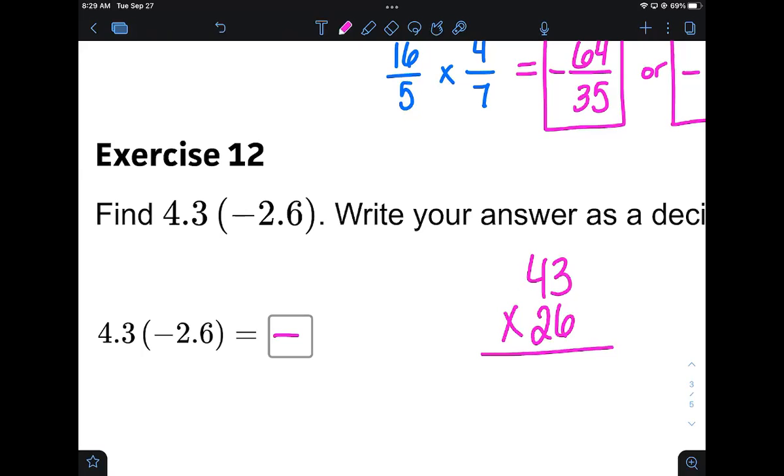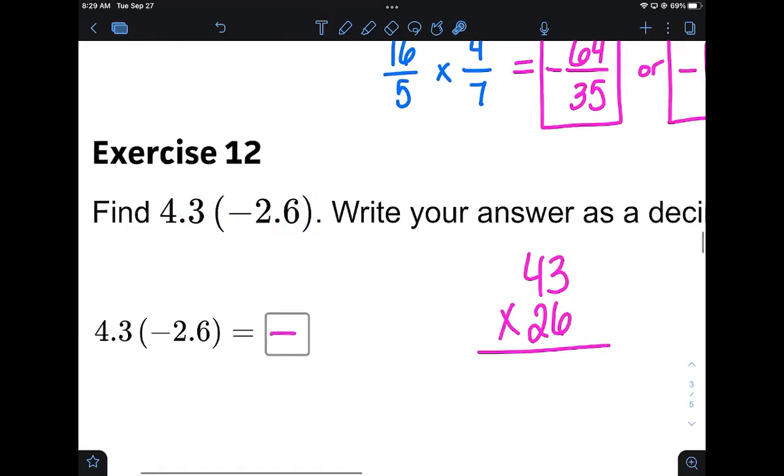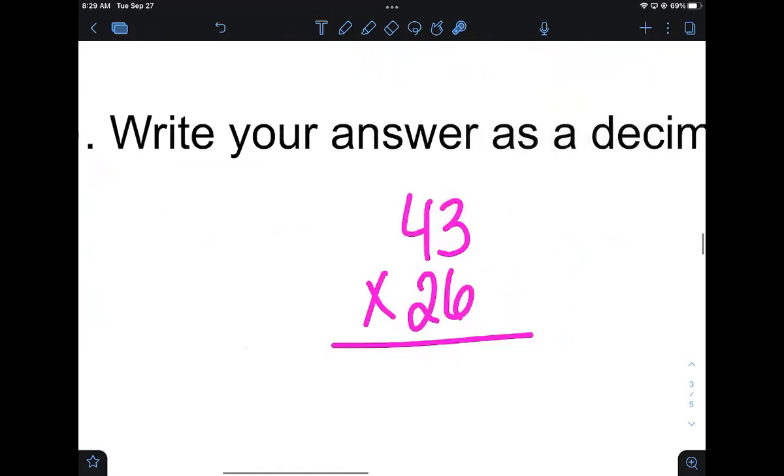The only thing the decimal points help me do when I'm multiplying is determine how many decimal places should be in my answer. So 1 plus 1 is 2. I should have 2 in my answer, but we'll cross that bridge when we get there. Let's do this one together. What's 6 times 3?